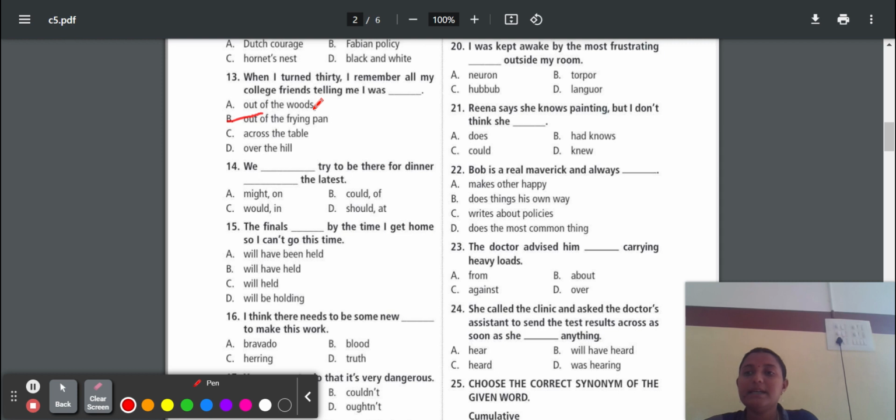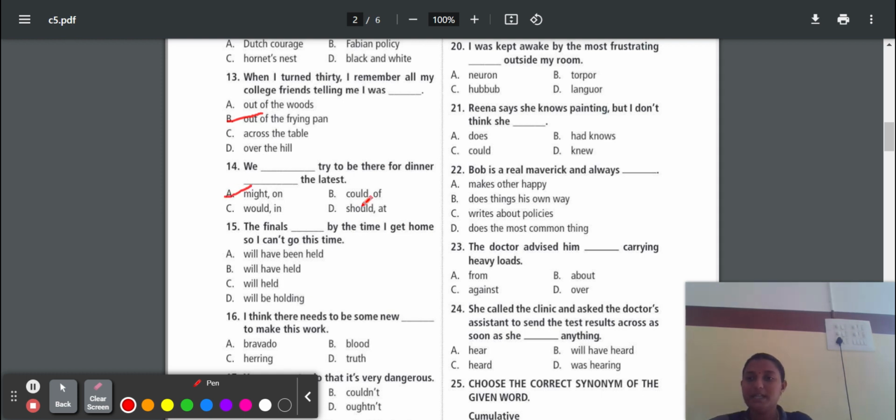Question number 14. We dash to try to be there for dinner dash the latest. Option A, might, comma on. Option B, could, comma off. Option C, would, comma in. Option D, should, comma out. Answer for the question 14 is option A, might, comma on.